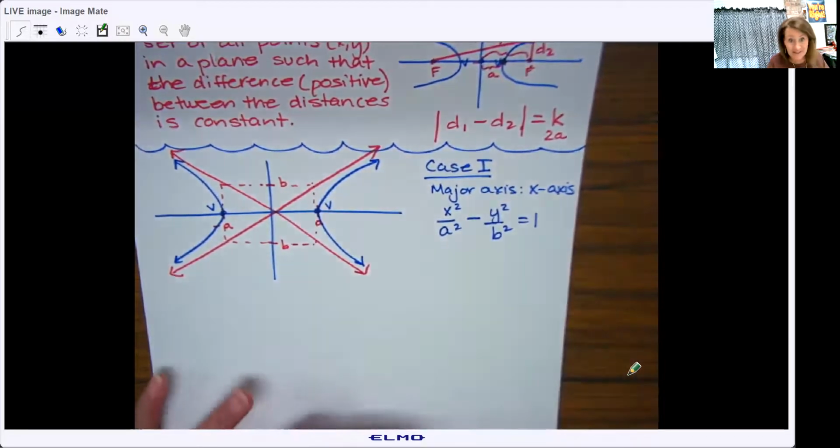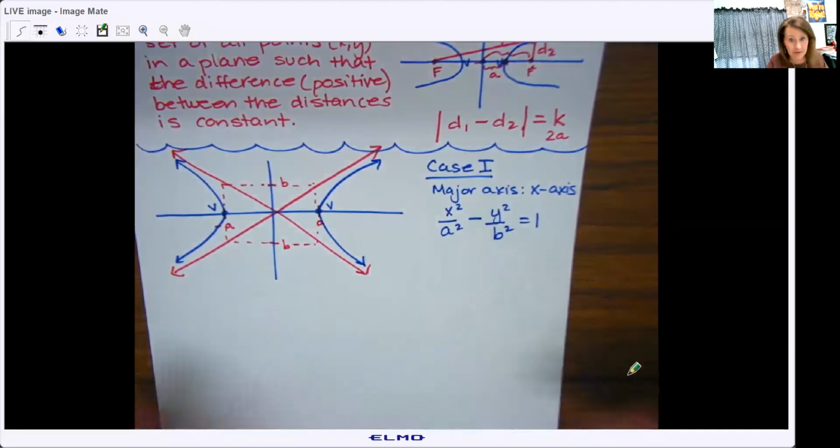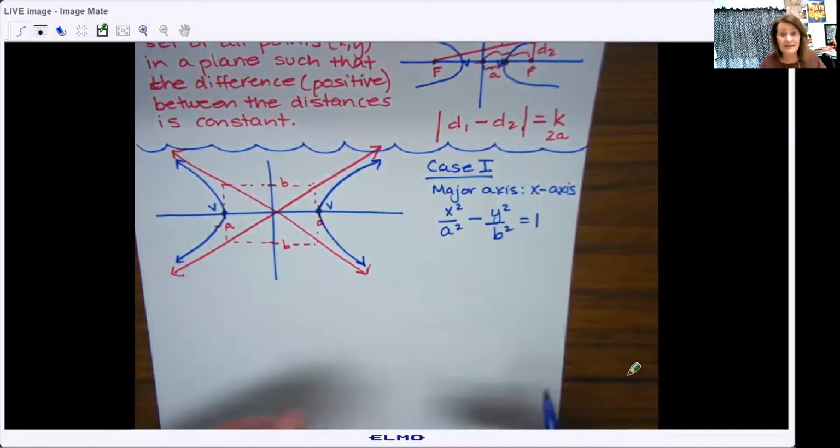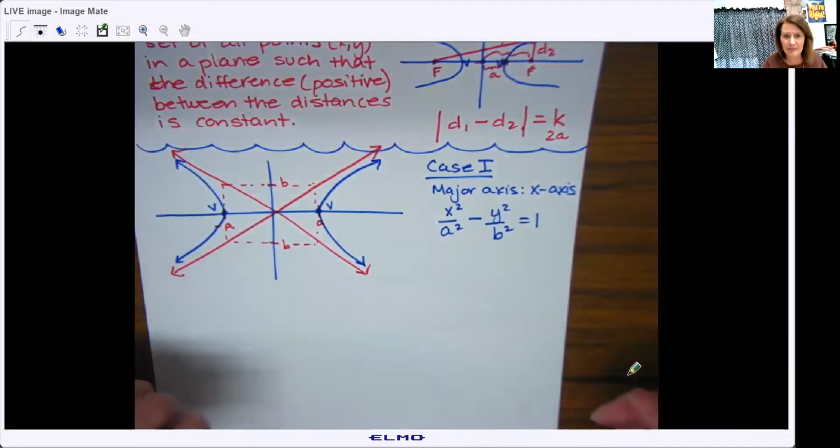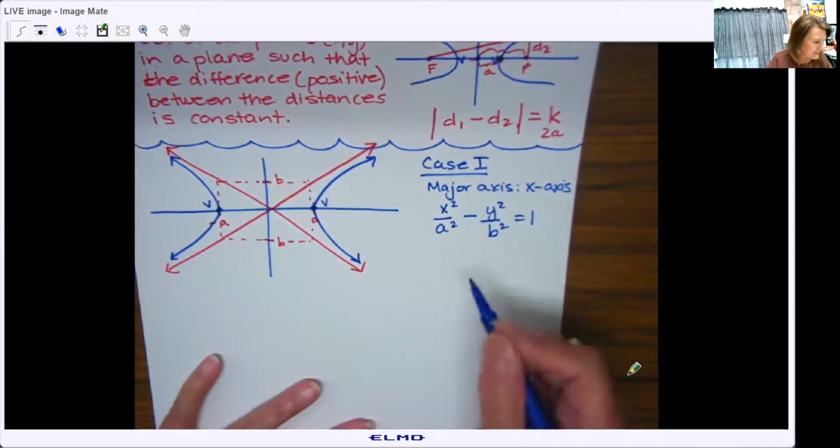Do you see a difference there? With the ellipse, that's a big old plus sign. So that's where you get into, if it's an x squared minus a y squared, it's got to be a hyperbola. That's what happens. Okay, so let's see.